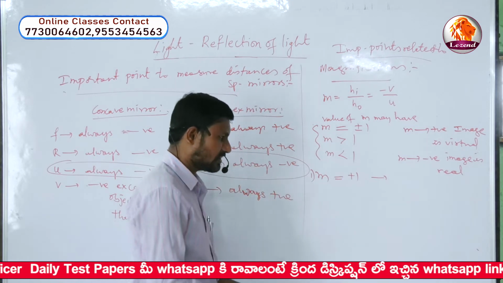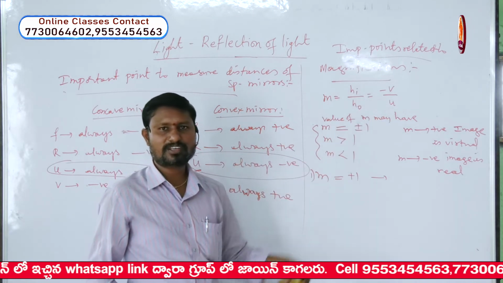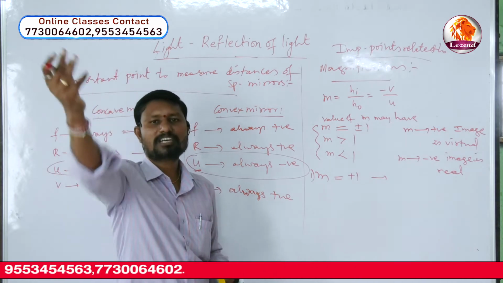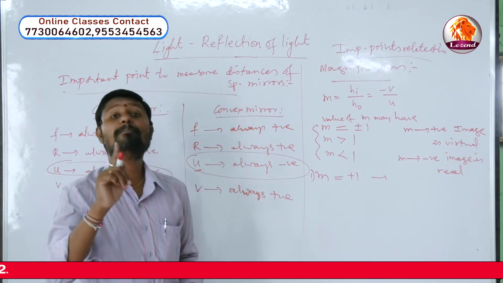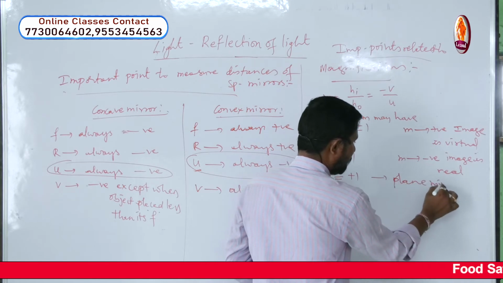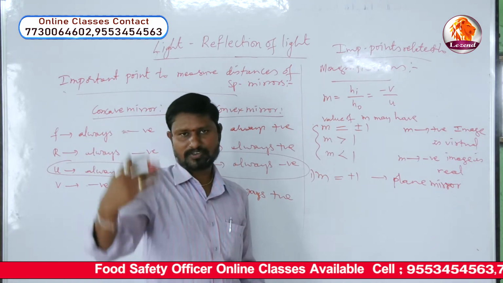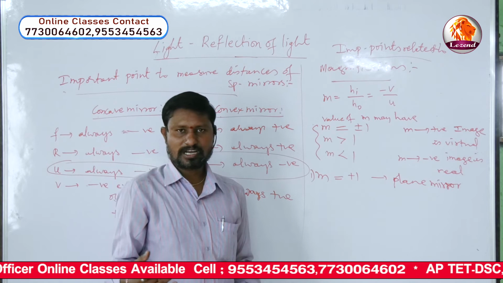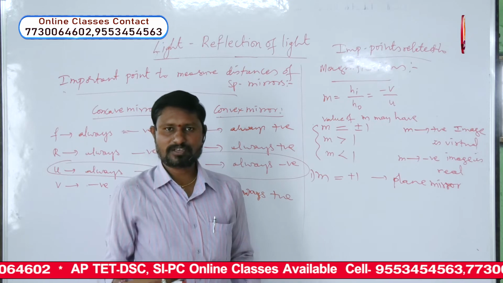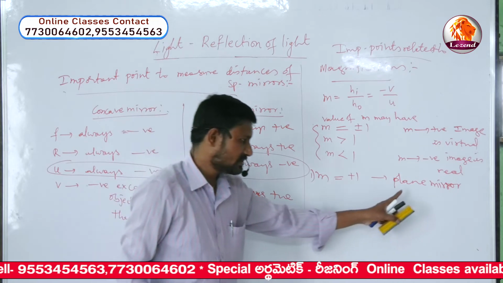So if it is plus 1, the height of the image, that is the size of the image, is the same as the size of the object. At whatever distance the object is in front of the mirror, at the same distance the image is formed. This is only possible with a plane mirror. A plane mirror, like the dressing mirror we use, always forms a virtual image of the same size, at the same distance inside the mirror as you stand in front of it. So that is the situation for a plane mirror.